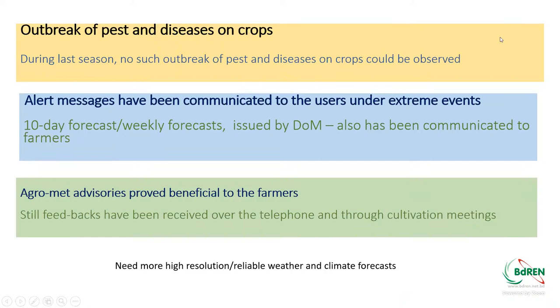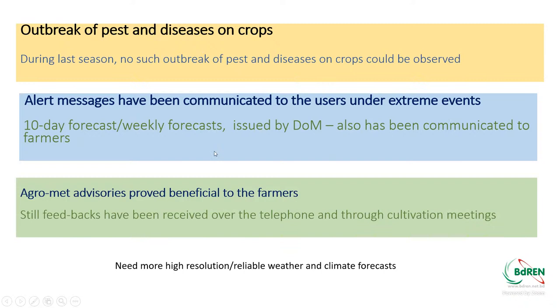When we issue the alerts, extreme forecasts and warnings, we communicate them to the agriculture department, and they also communicate to the farmers as well. Our 10-day forecast and weekly forecast have also been communicated to the farmers.